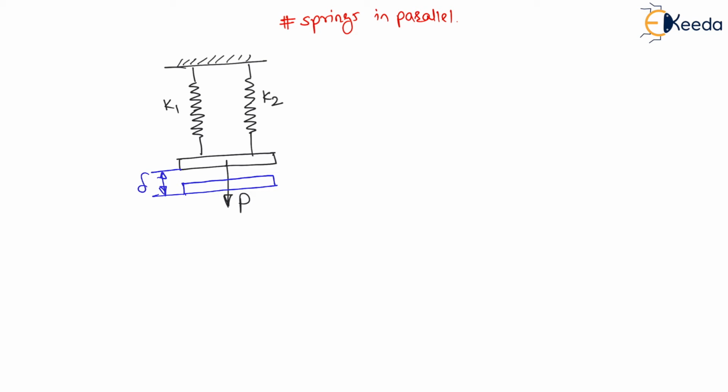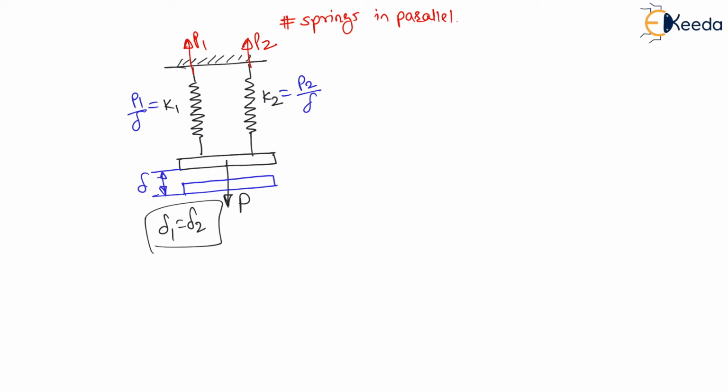Therefore, definitely we can say the deformation of the first spring is equal to the deformation of the second spring. And this total force P will be shared by spring 1 as well as spring 2. For resisting this deformation, there will be a reaction in spring 1, that is force P1, and a reaction in spring 2, that is force P2. Therefore, spring stiffness K1 will be equal to P1 divided by delta, and spring stiffness K2 will be P2 divided by delta, because in both cases delta is the same.